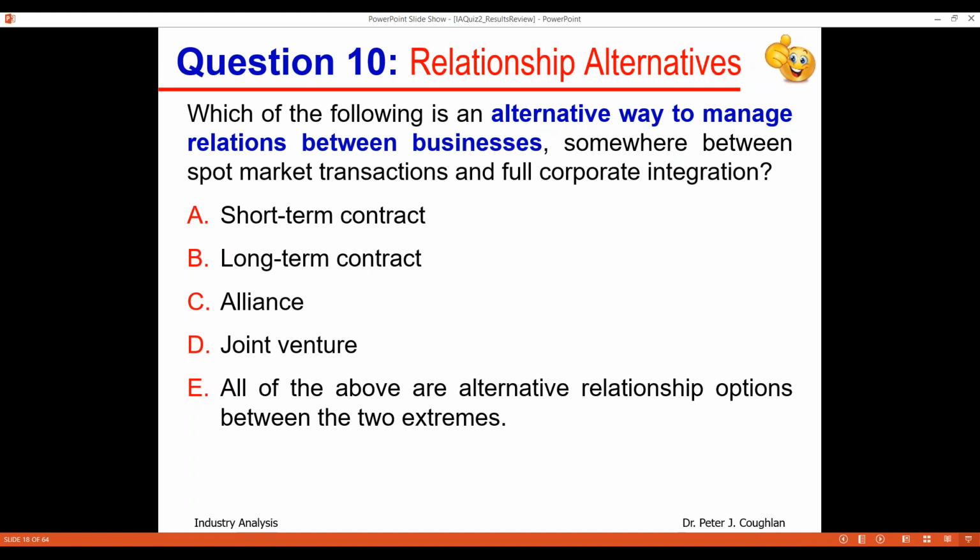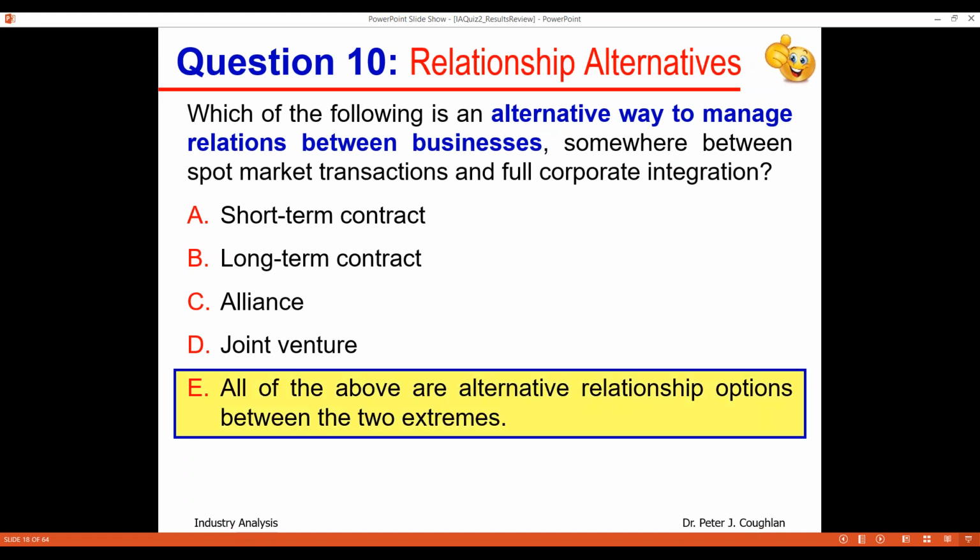All of those are something, they're not quite spot market transactions, one trade with no ongoing relationship, right? Arm's length relationship. It's not vertical integration or any sort of integration. So these are all the options you have. So again, that answer is all of the above, the correct answer there.